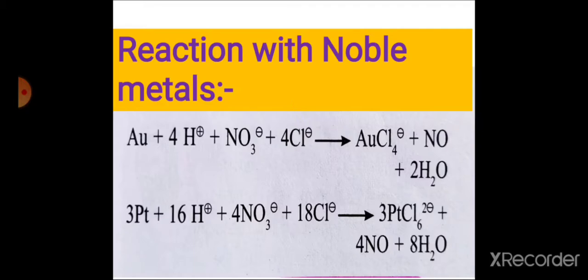Then the second reaction is platinum. Platinum metal reacts with 16H+ ions plus 4 nitrate ions, NO3-, plus 18 chloride ions, Cl-, to form 3 hexachloroplatinate ions, PtCl6 2-, plus 4 NO, nitric oxide molecules, plus H2O molecules. These are some of the reactions of hydrogen chloride.